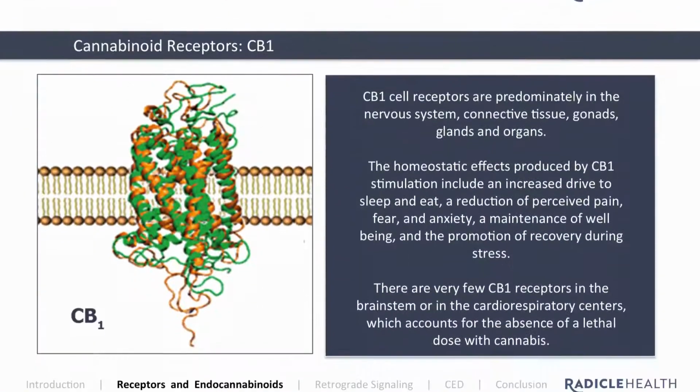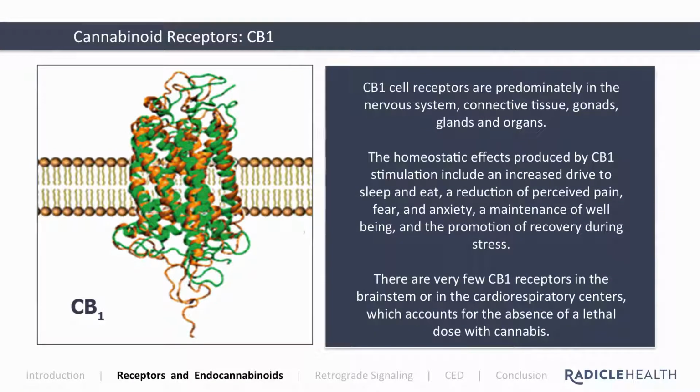The highest densities of CB1 receptors appear in the hippocampus, cerebral cortex, cerebellum, amygdaloid nucleus, and basal ganglia. The homeostatic effects produced by CB1 stimulation include an increased drive to sleep and eat, a reduction of perceived pain, fear, and anxiety, a maintenance of well-being, and the promotion of recovery during stress. There are very few CB1 receptors in the brainstem or in the cardiorespiratory centers, which accounts for the absence of a lethal dose with cannabis.